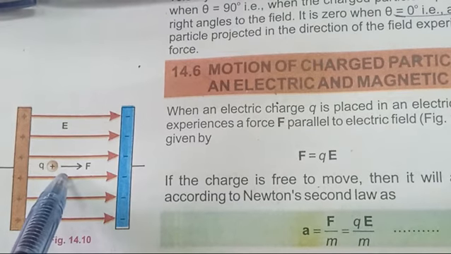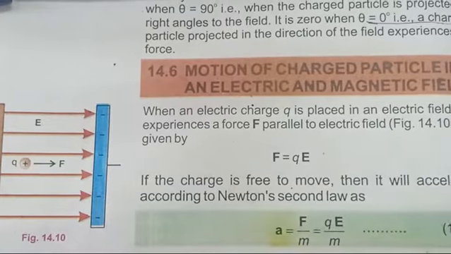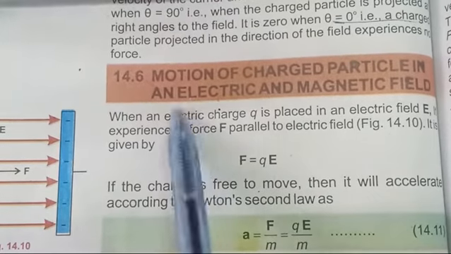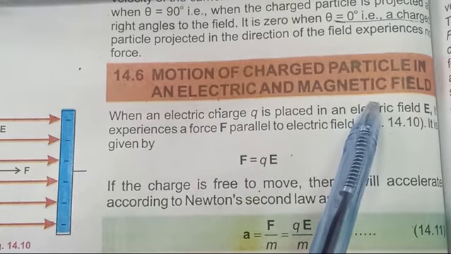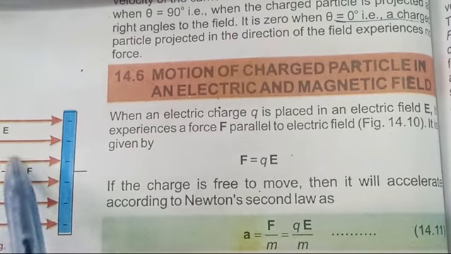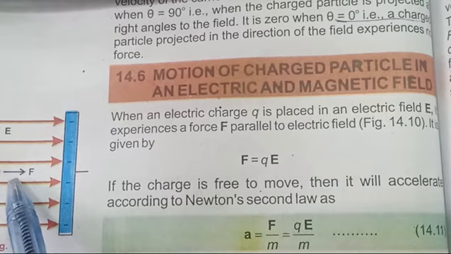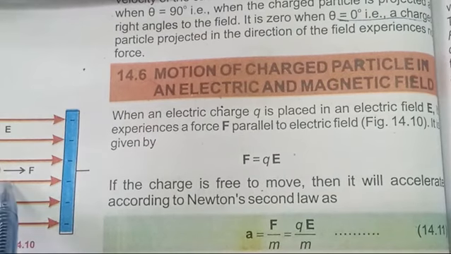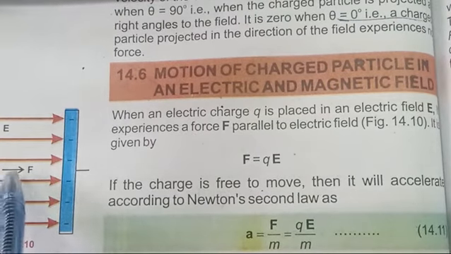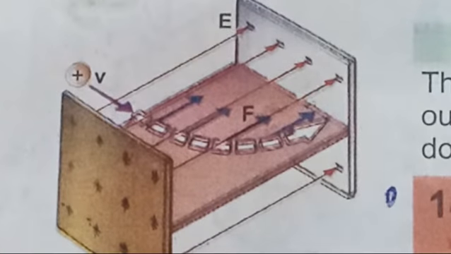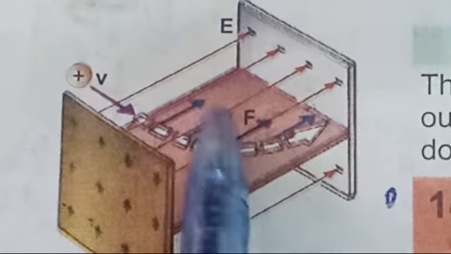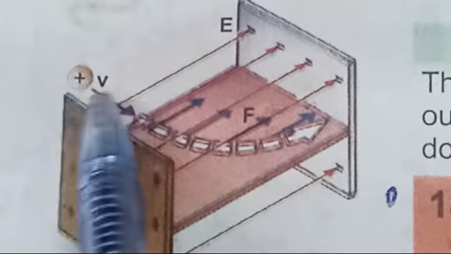Now, as we have learned in topic 14.6, we will discuss the motion of a charged particle in an electric and magnetic field. We have understood the motion of charge in an electric field, while now we are going to understand the motion of a charged particle in electric and magnetic field. Now this is a field and this is a charged particle Q.